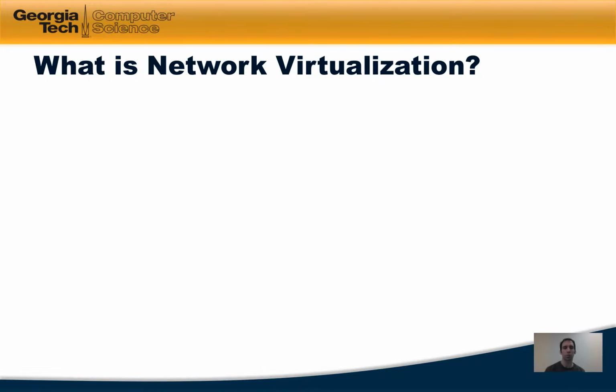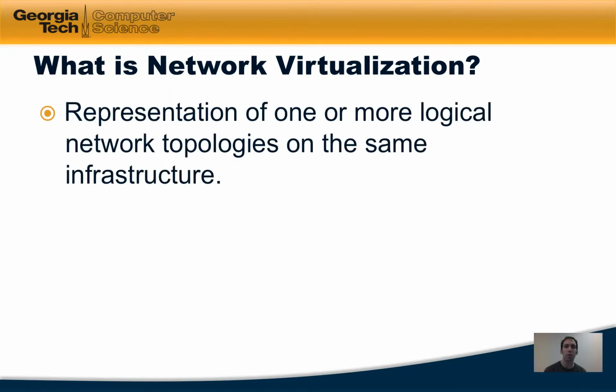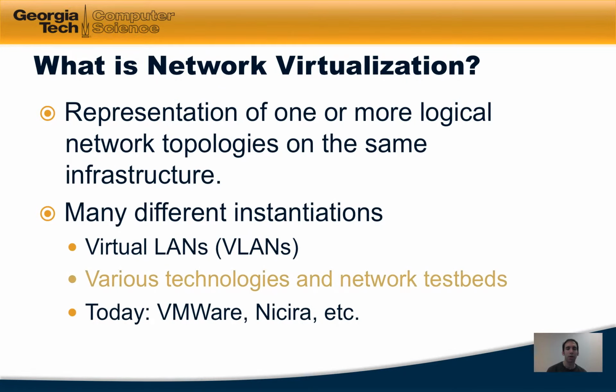So first of all, what is network virtualization? Simply put, network virtualization is the representation of one or more logical network topologies on top of the same underlying physical infrastructure. And there are many different instantiations of network virtualization, some of them that predate even the 1990s, such as virtual LANs. What we're going to talk about in this lesson, however, are various technologies and network testbeds that used and developed network virtualization since then that have essentially led to some of the more mature virtual network technologies that we see in the form of companies and commercial products today.